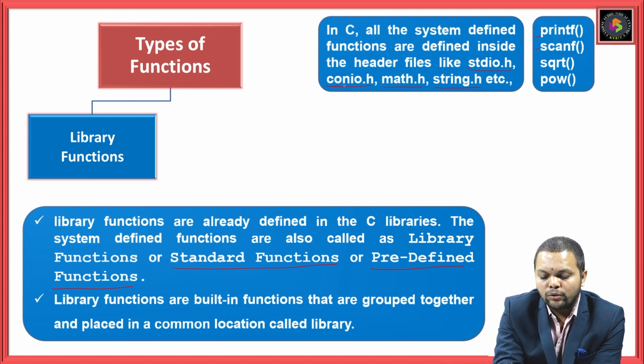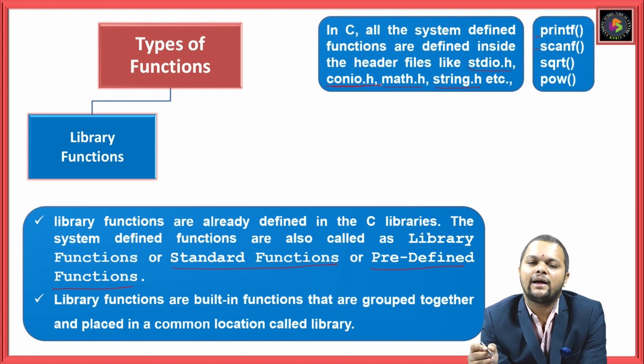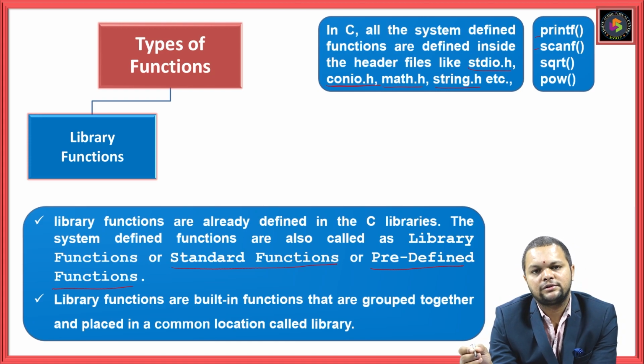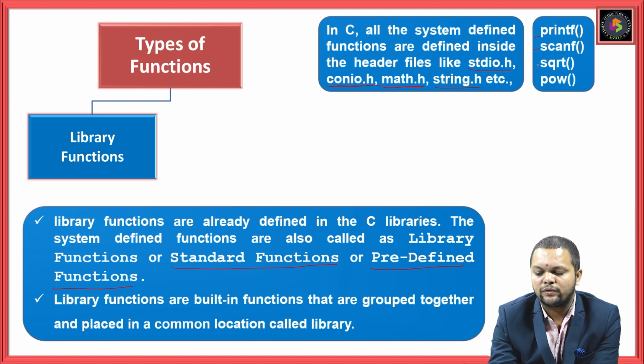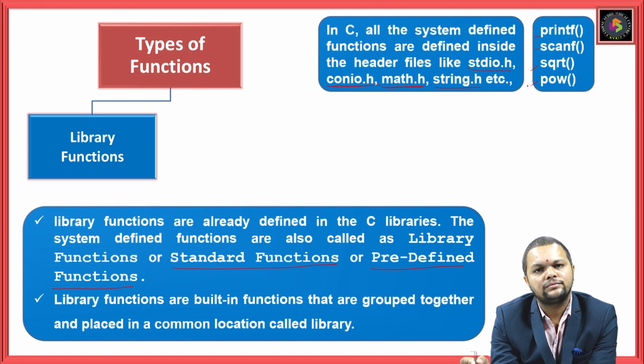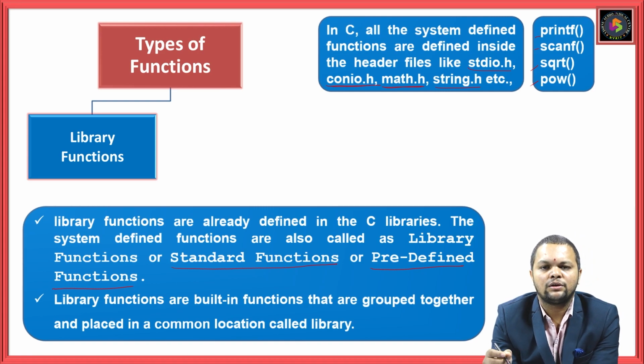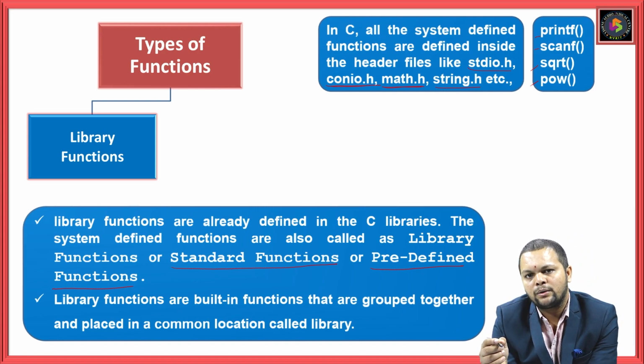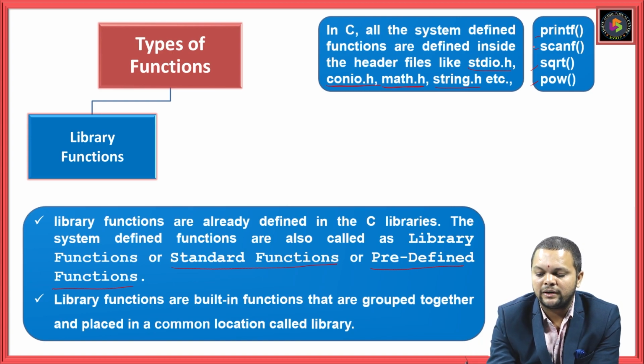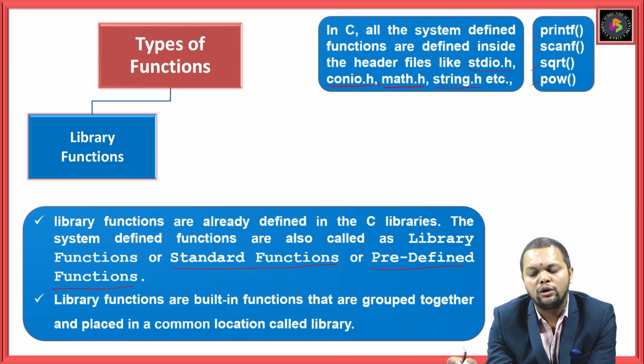In conio.h, we can have clear screen, we can have getch. So all those are library predefined functions. In math.h, we can have square root and power. In your string.h, we can have string reverse, strrev, string upper, string lower, all the functions which are there with strings. That means all these functions, printf, scanf, square root, power, have predefined meaning.